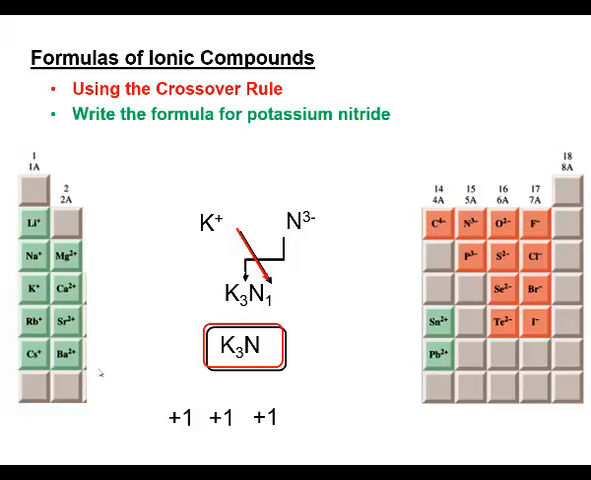So a +3 total for all the cations. And then the nitride would be a -3. So I add that +1, +1, +1, -3. We end up with 0 for the overall charge once we add up all the ions. So I've double checked my work.